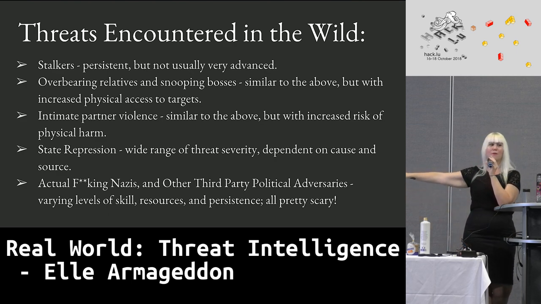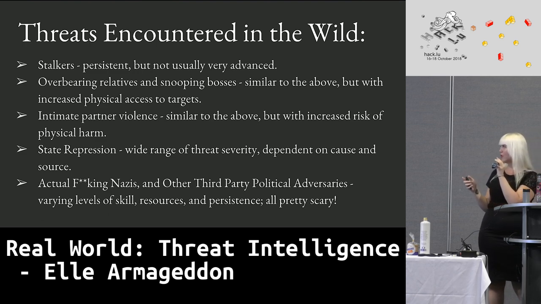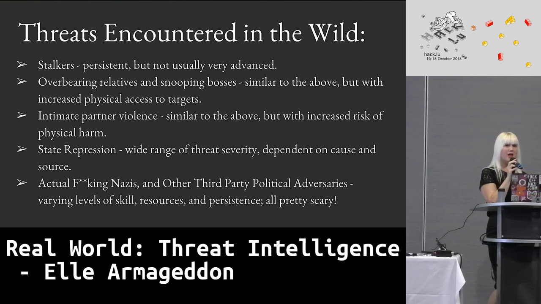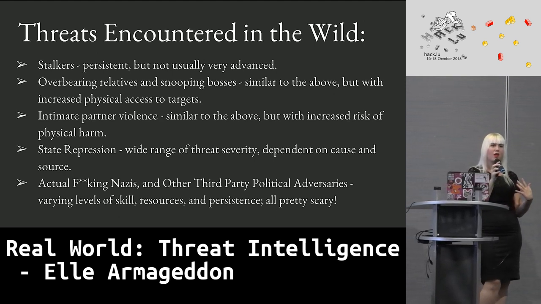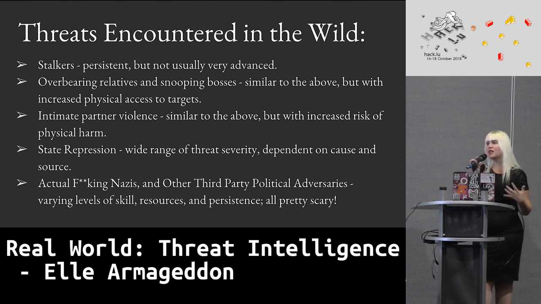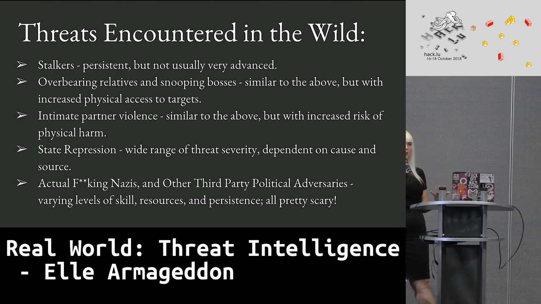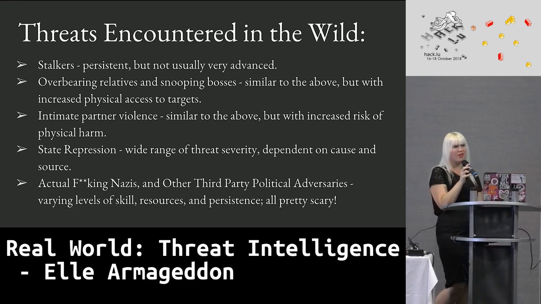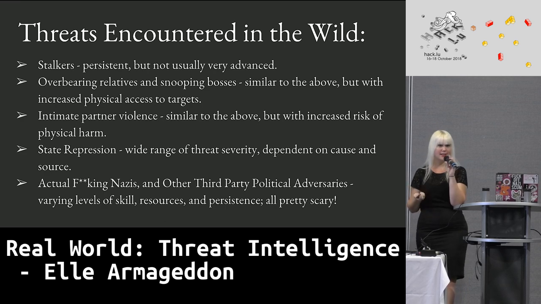And then finally, actual freaking Nazis and other non-state political adversaries. And this one's kind of important for a couple of different reasons, because these adversaries do go after political activists, but in a lot of places they also go after people who are just normal human beings whose lifestyles they maybe don't agree with. So a lot of people who are not even necessarily terribly politically engaged, but happen to be people of color, or transgender people, or queer people, or disabled people, actively face threat from a lot of these far right-wing zealots who just don't think that they deserve the right to live. And if they happen to be outspoken, that threat is increased.